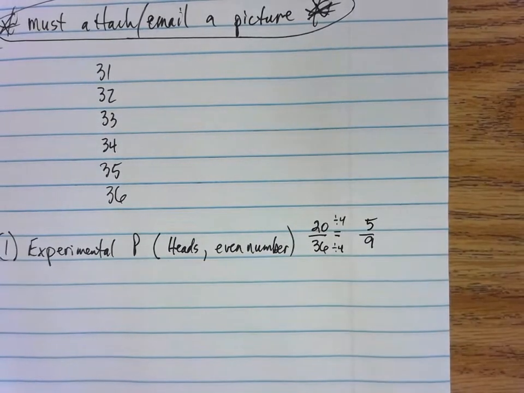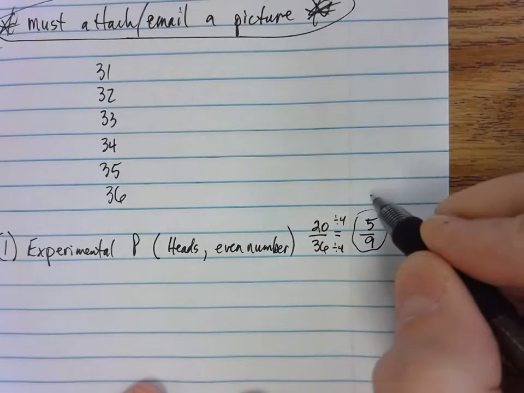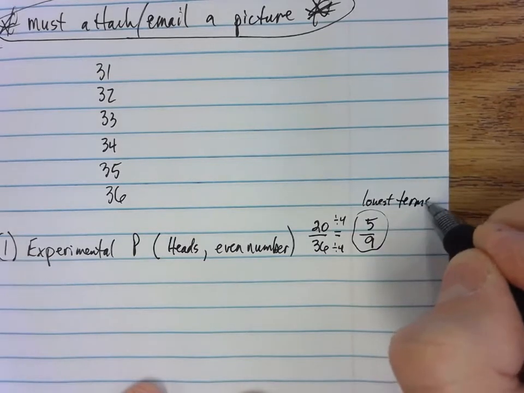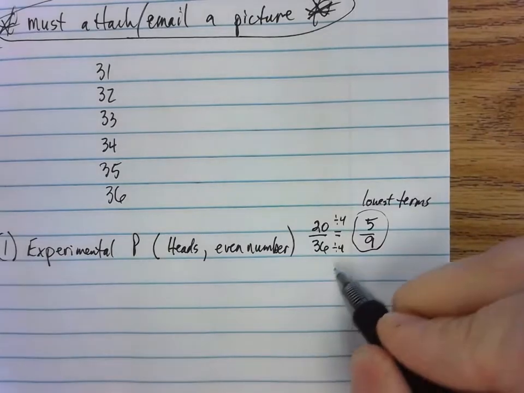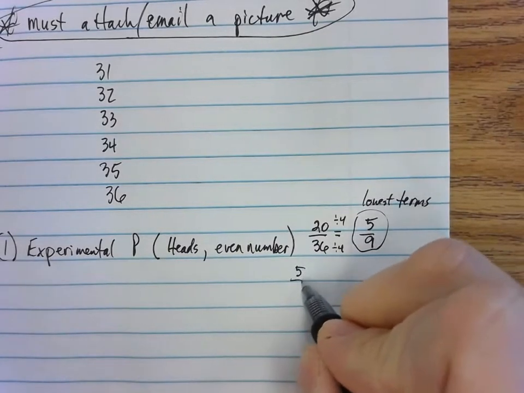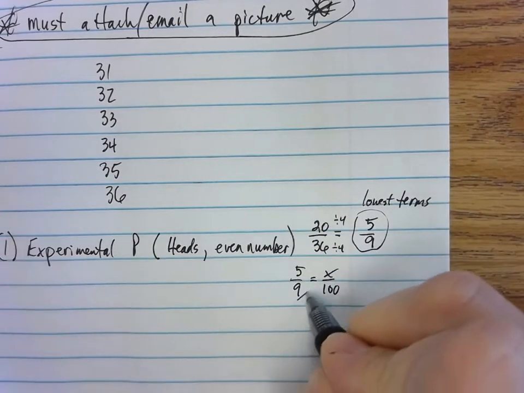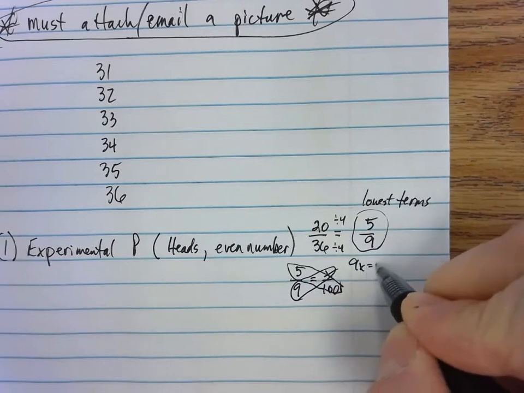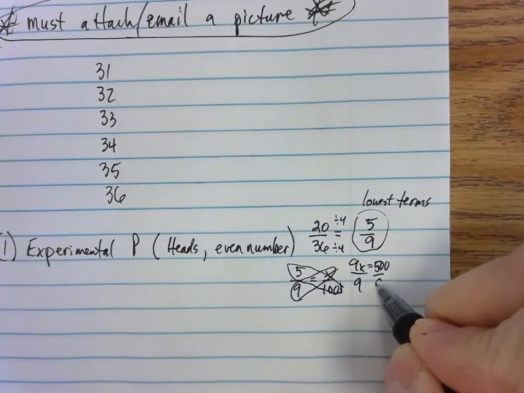So that's the first thing I'm going to do: make sure I simplify my fraction down to its lowest terms. Then I'm going to take that and turn it into a percentage. So I'm going to do 5/9 equals x over 100. Set up a little percent proportion. So that would be 9x equals 500. Then I'm going to divide by 9.